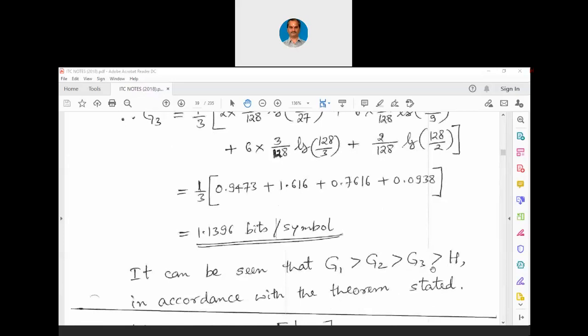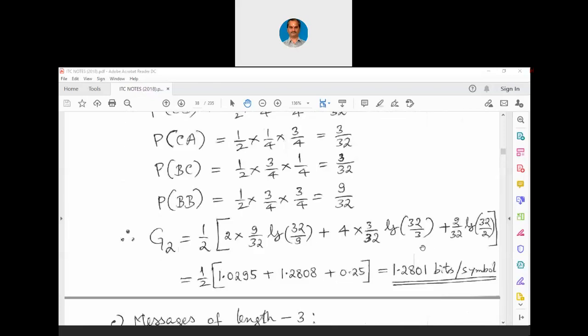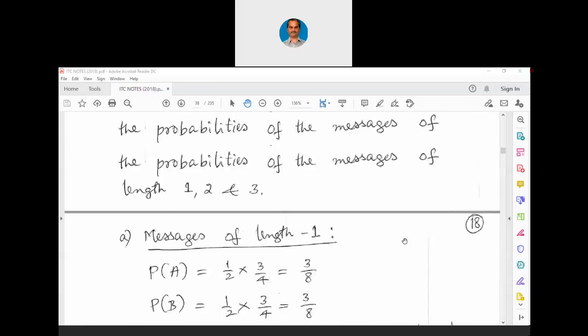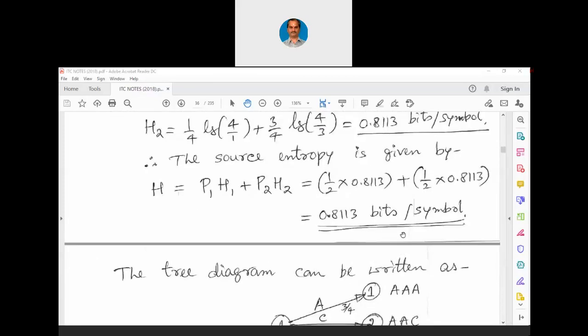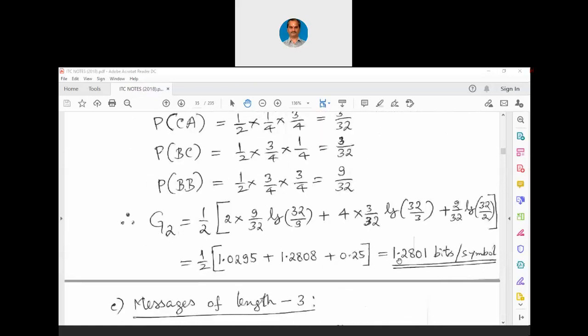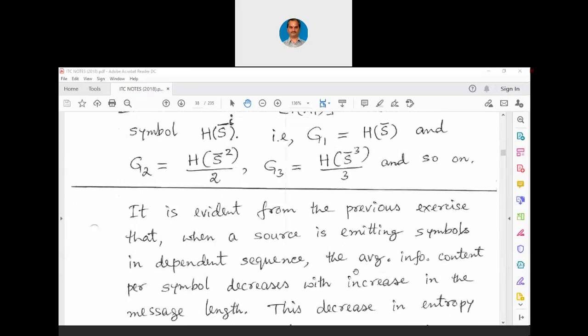G4 will be still lesser, G5 will be still lesser, that way it goes on. Now you see the value of G3 is 1.1396 bits per symbol, whereas the value of H is 0.8113 bits per symbol. So you can see that if at all G4 is there or G5 is there, its content will reduce. Let us say G infinity is there, G infinity will converge to 0.8113 bits per symbol itself. So that is the outcome of this particular theorem.